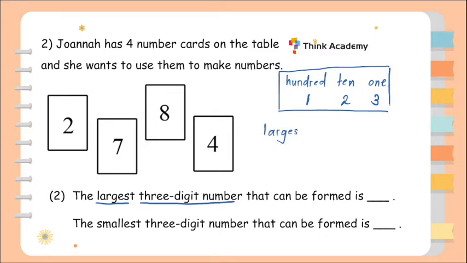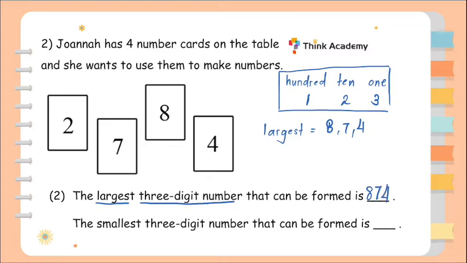And we already know from the same 4 cards, it's 8 and 7. And what's next? What's the third largest? Is it 2 or 4? It's 4. So we have 8, 7, and 4. And if we're making the largest 3-digit number, we'll be forming it with the larger number on the 100. And it gives us 874.